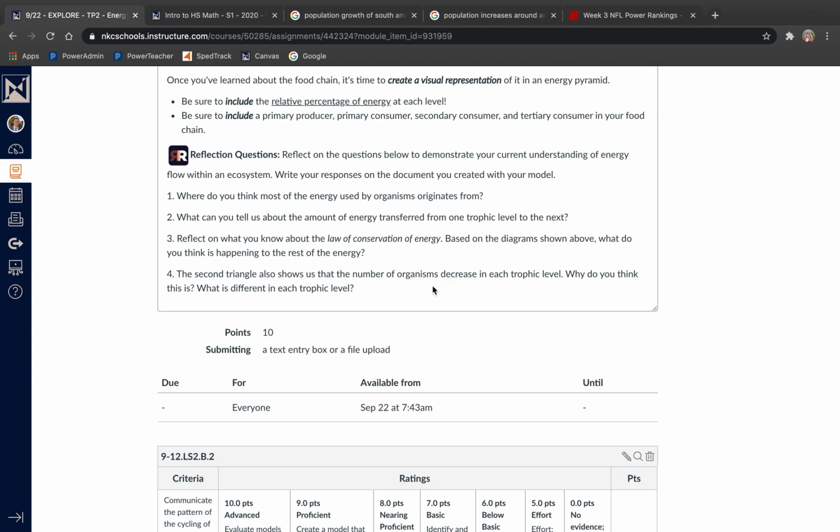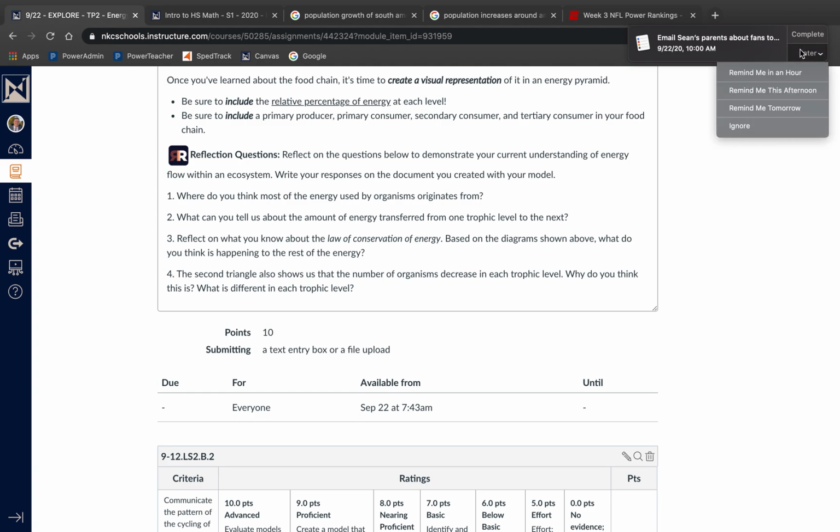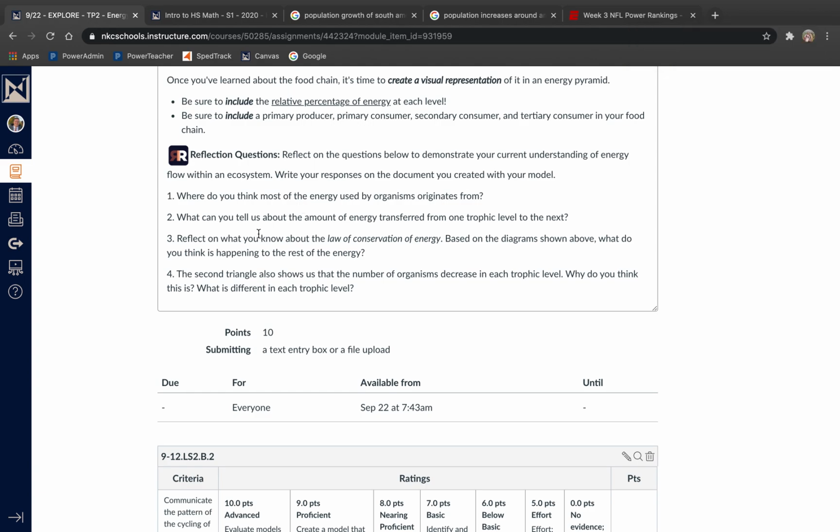Reflection questions. Reflect on these questions below to demonstrate your current understanding of energy flow within an ecosystem. Write your responses on the document you create with your model. Number 1. Where do you think most of the energy used by organisms originates from?